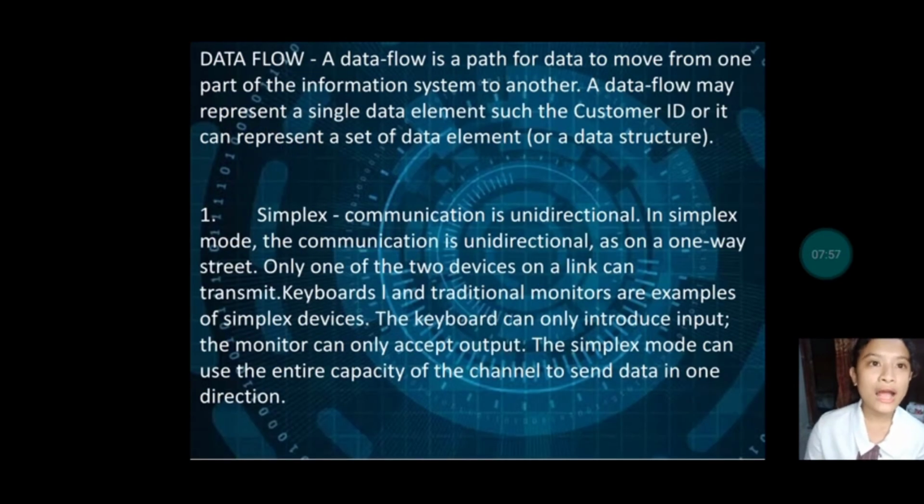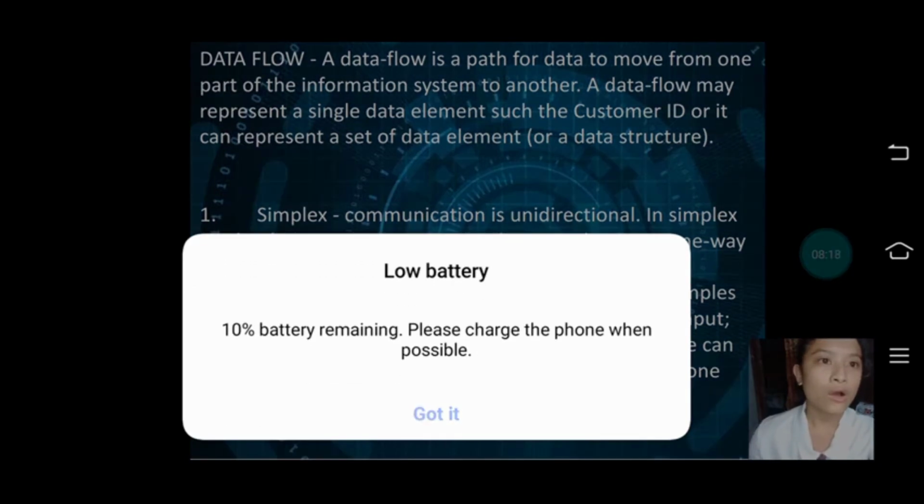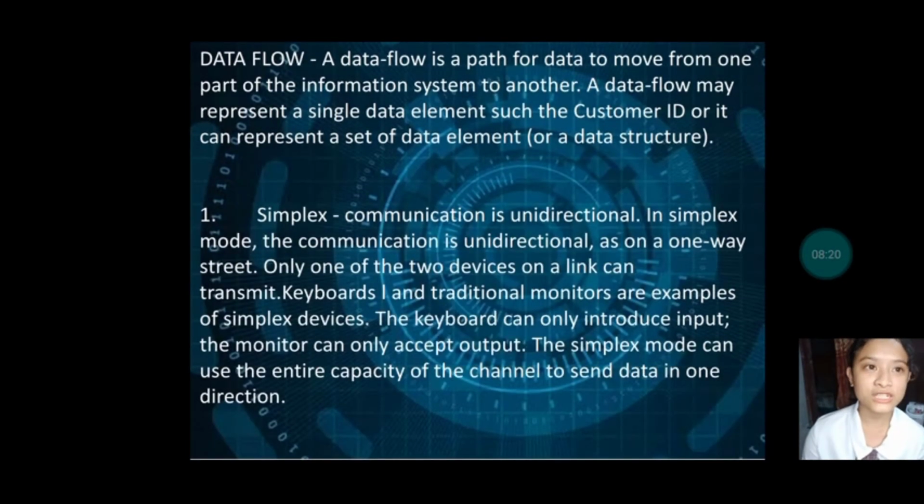Data flow. A data flow is a path for data to move from one part of the information system to another. A data flow may represent a single data element such as the customer ID, or it can represent a set of data elements or a data structure.